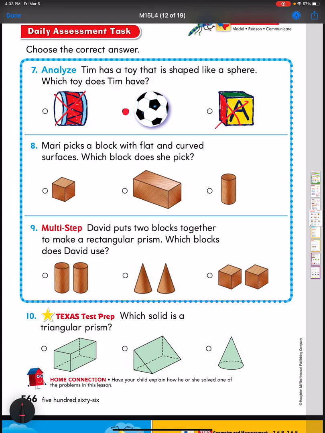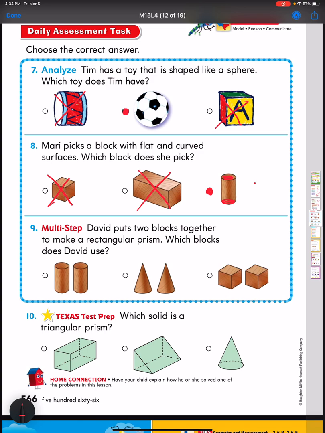Mari picks a block with a flat and curved surface. Which block does she pick? A cube has all flat surfaces. A rectangular prism has all flat surfaces. This one, the cylinder, 2 flat surfaces at the bottom and 1 curved one in the middle. A cylinder is the block that she would have picked.